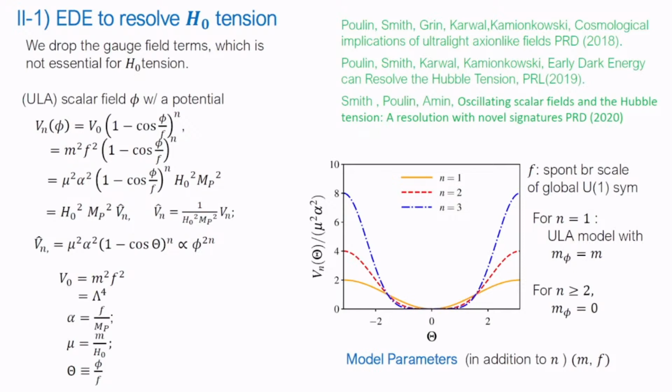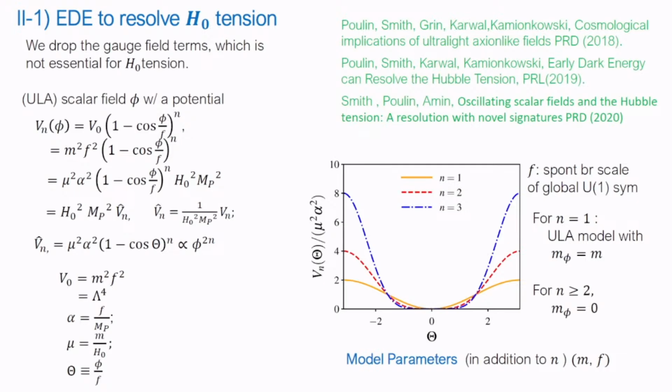Okay, now, first let me explain how this early dark energy model makes the Hubble tension less severe. Here we'll drop the gauge field term because it is not essential in explaining the Hubble tension. But by the way, this is not what I did. Much of this part will be reviewed, and I'll come to what we did later.